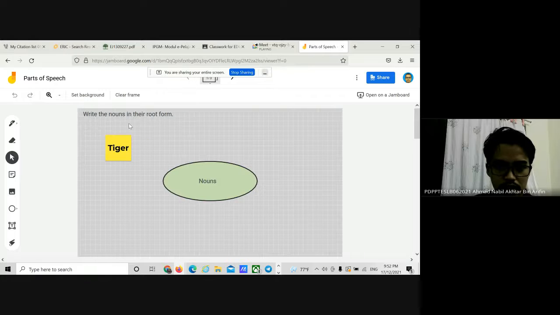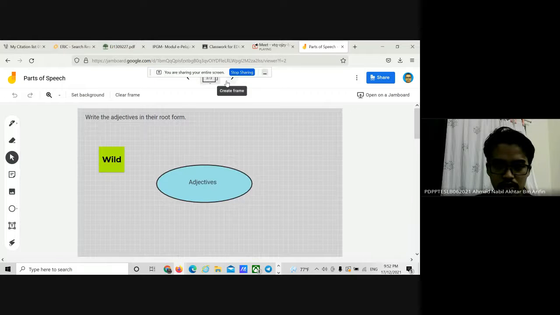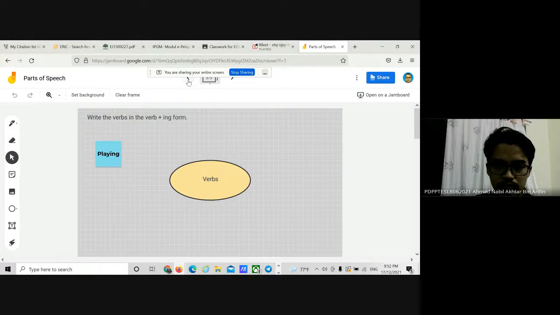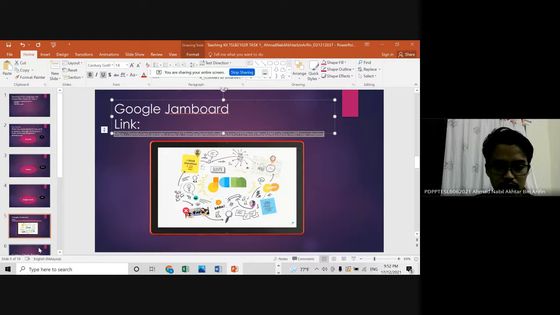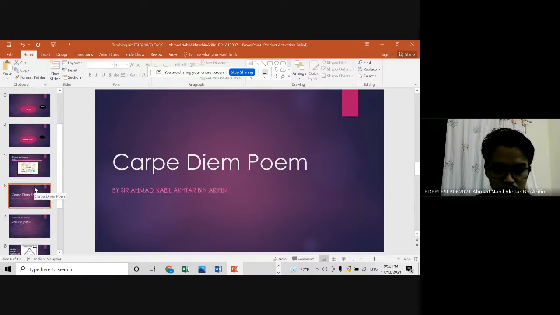Optionally, to assist the students, especially beginner level students, the teacher will type in first an example for each part of speech. After you have done that, we go to the next one. Now the teacher will introduce the topic. After learning about the parts of speech, you start to introduce what you are going to teach, the Carpe Diem poem.